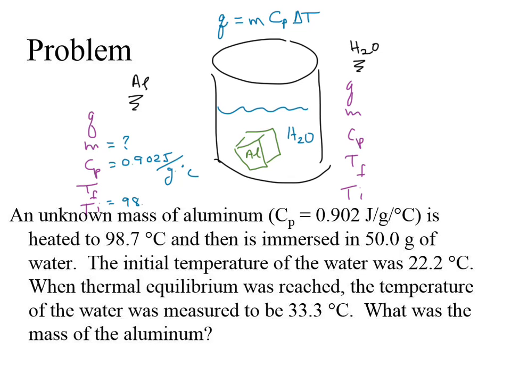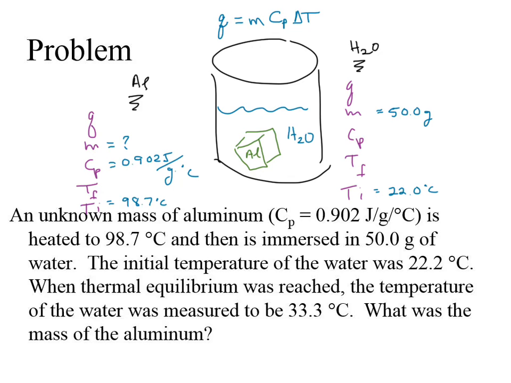It says that hot aluminum is immersed into 50 grams of water. So now I have the mass of the water equals 50.0 grams. Don't put it as 50 grams, because that's a different number than 50.0 grams. It says the initial temperature of the water, so I find my T sub I, is 22.0 degrees Celsius.